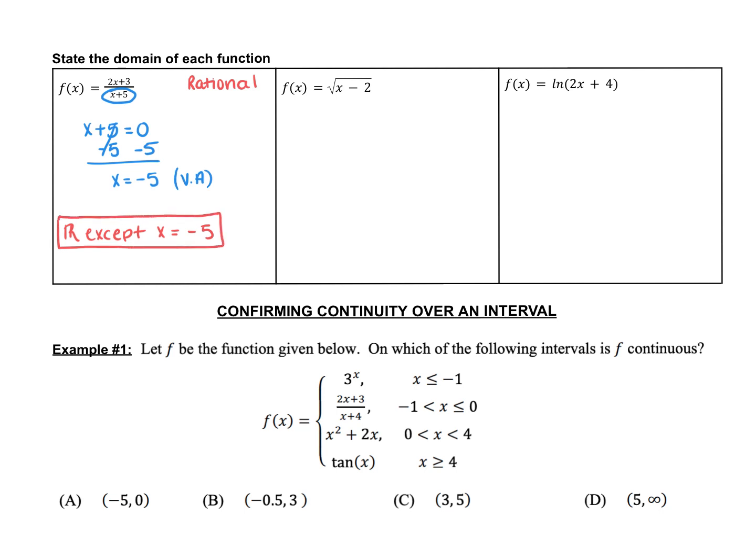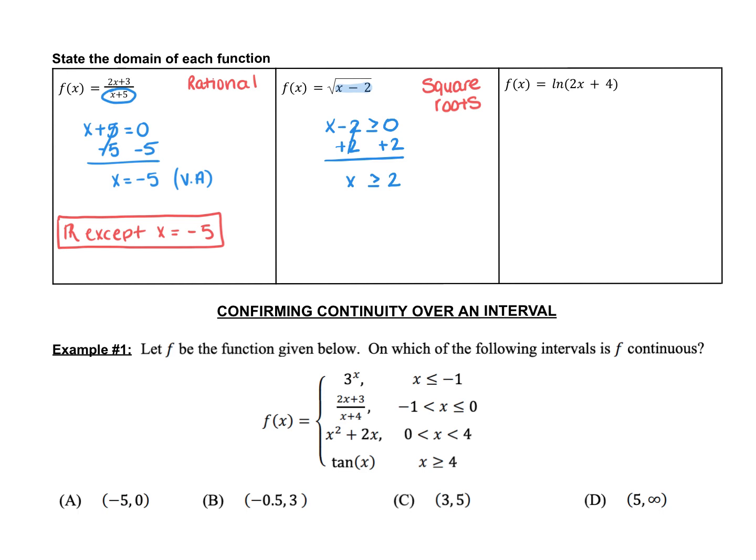Okay. Second example, we have a square root function. We know it's a square root because we see that square root. And the way that we solve for these domains is we have to make sure that the stuff inside the radical, so all of this, the x minus 2, has to be greater than or equal to 0. Right? It can't be negative because that's when we have imaginary numbers. So we just do a quick solve, and then we're going to say that x is greater than or equal to 2. So that's my domain.